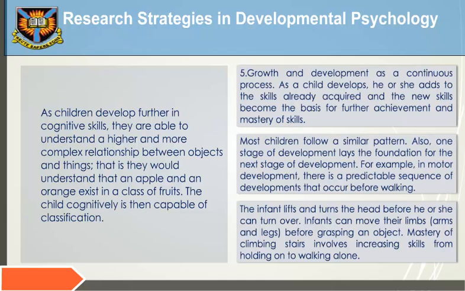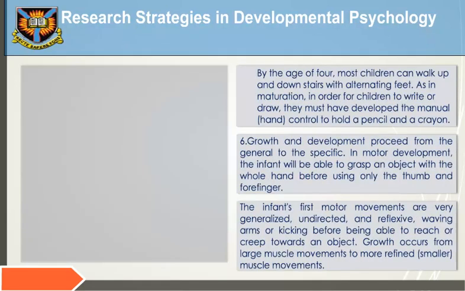For example, in motor development, there is a predictable sequence of developments that occur before walking. The infant lifts and turns the head before he or she can turn over. Infants can move their limbs, arms, and legs before grasping an object. Mastery of climbing stairs involves increasing skills from holding on to walking alone. By the age of 4, most children can walk up and down stairs with alternating feet.